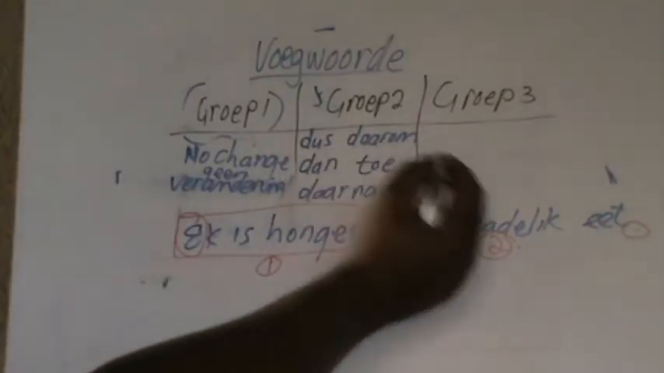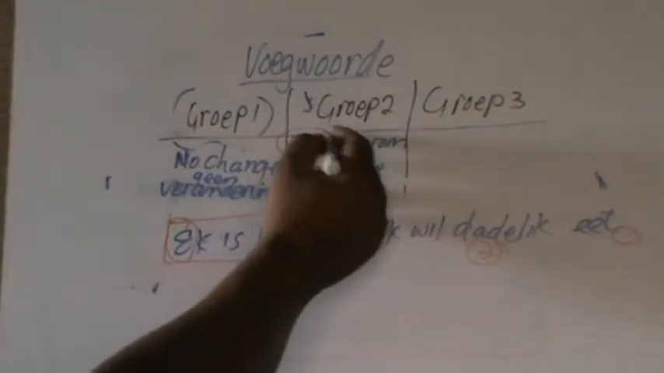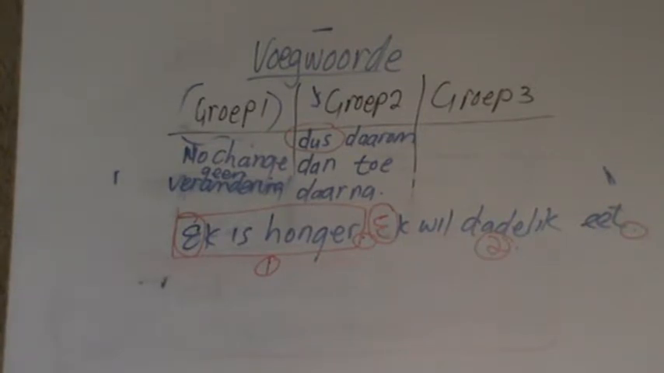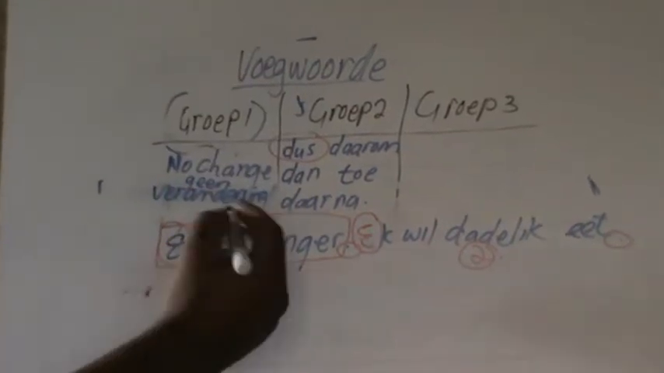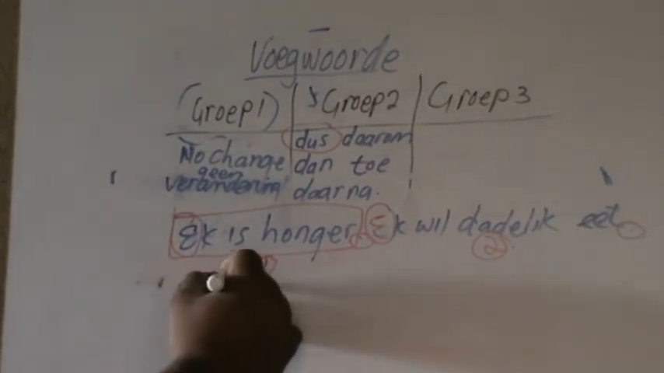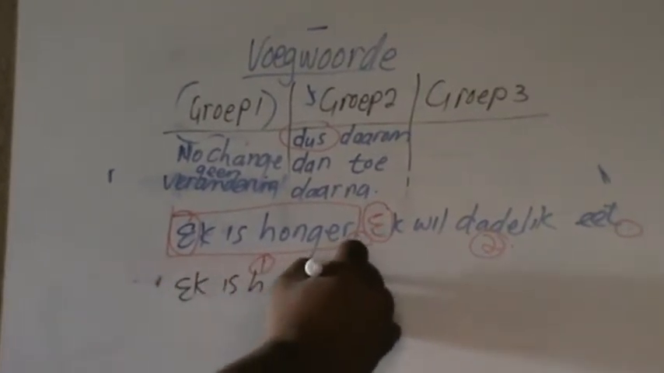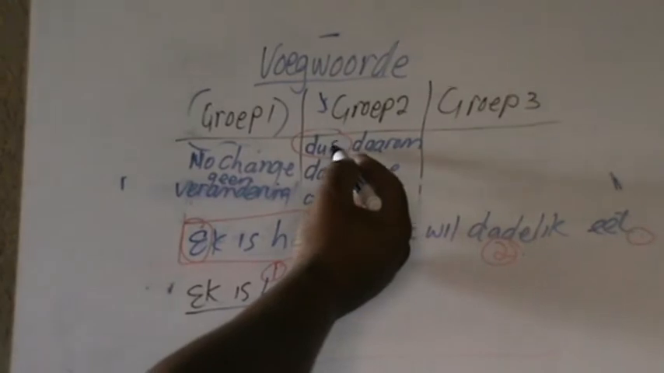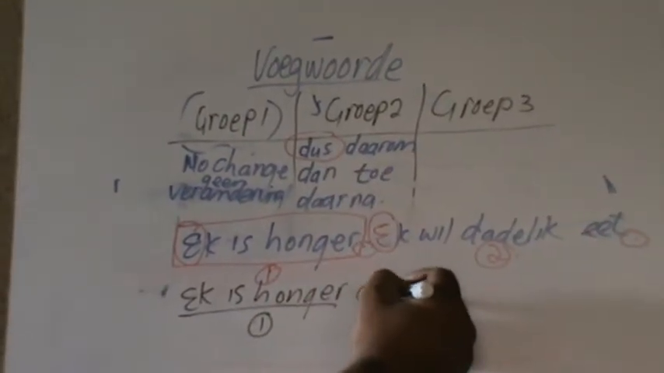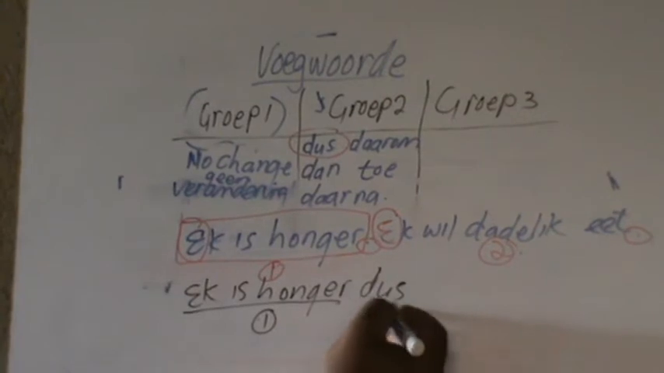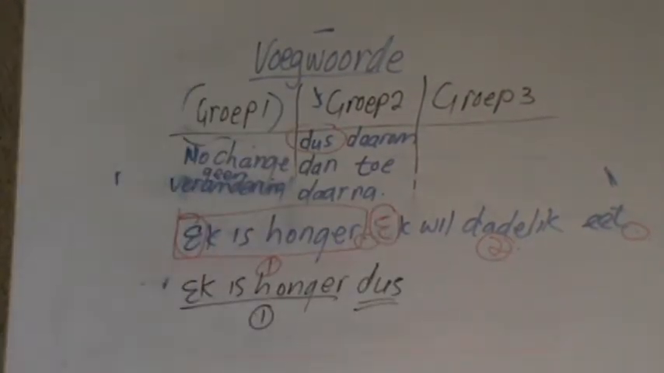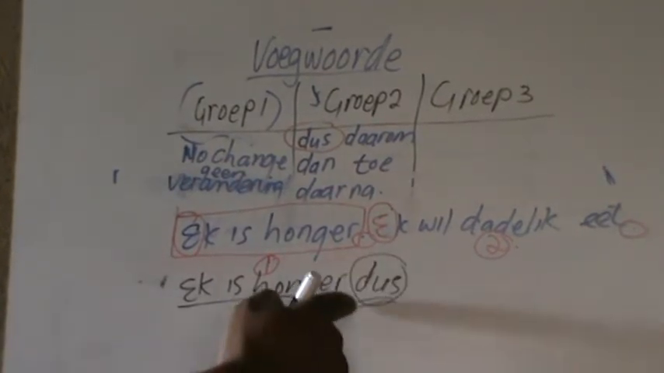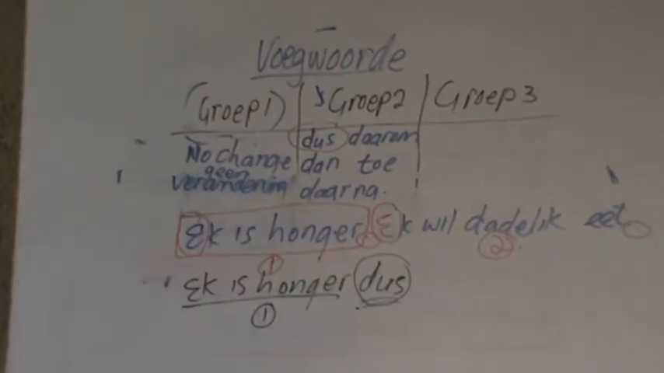Now they are testing us with this one. So now I'm going to rewrite the sentence and add my conjunction. When I rewrite my sentence, sentence 1: ek is honger. There is my first sentence, untouched. Then I have to add my conjunction, which is this. I'm adding my conjunction, and then the rule says directly after the conjunction, so the next word has to be my verb.